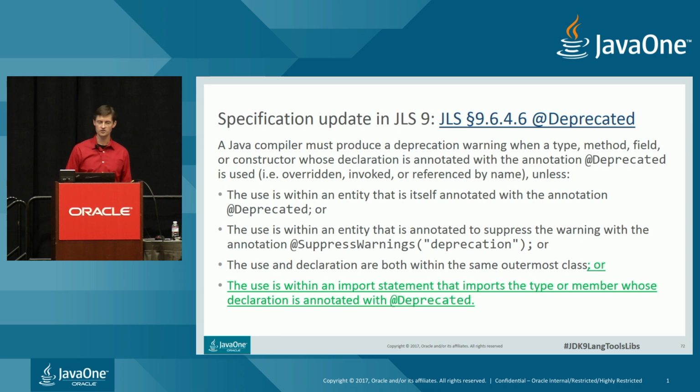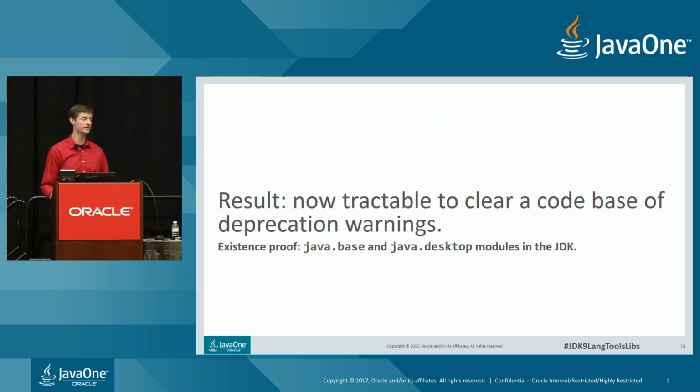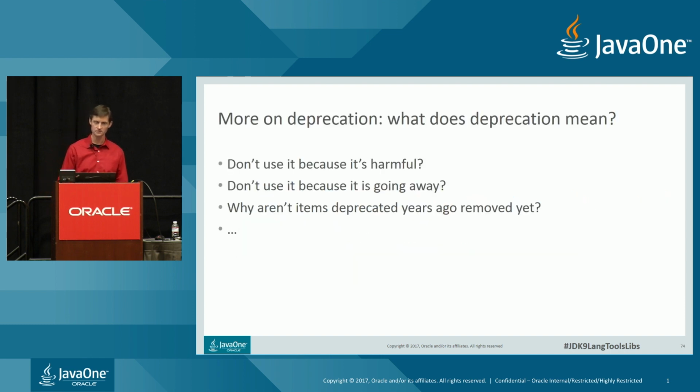And because of this language change, it is now tractable to clear a code base of deprecation warnings. And we have an existence proof of that by clearing the Java.base module and the Java.desktop module, amongst other modules in the JDK, of deprecation warnings. So if you have such warnings in your own code base, I encourage you to look into them and try to get them under control.